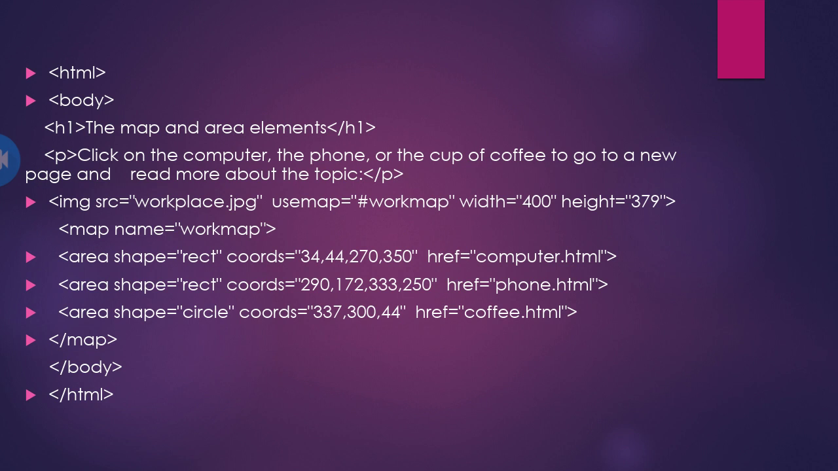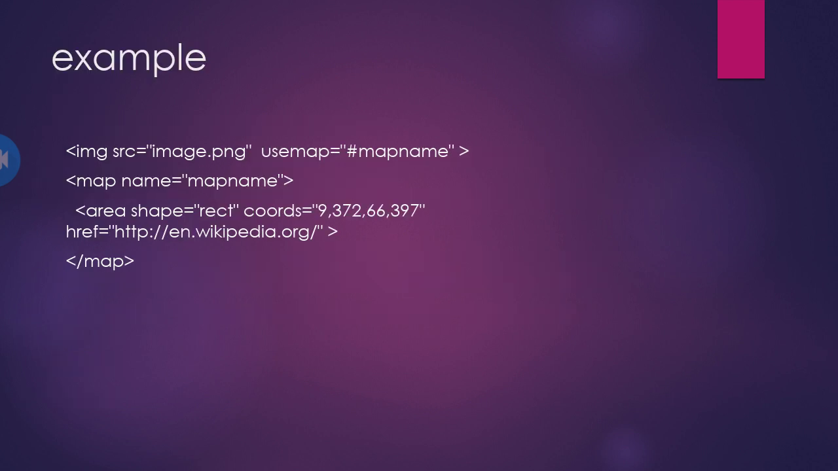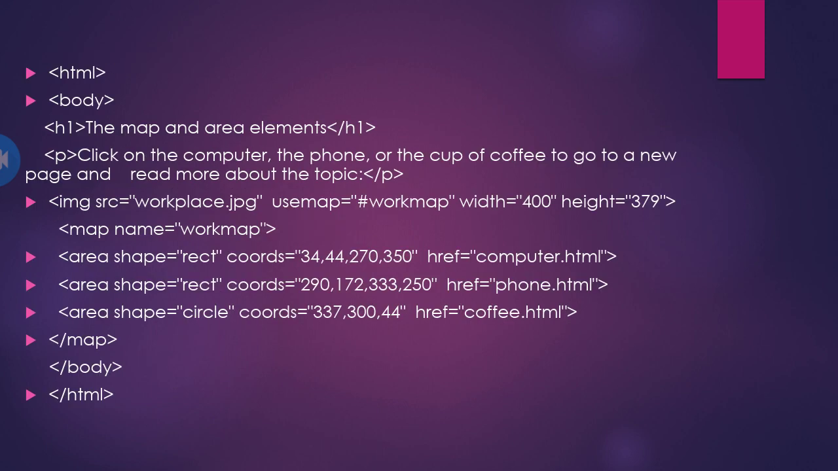Map name is equal to, in the name we have to use the same name, work map, and then the angular bracket closes. Then you can also write area here. You can apply this by using both ways, this way and this way also.